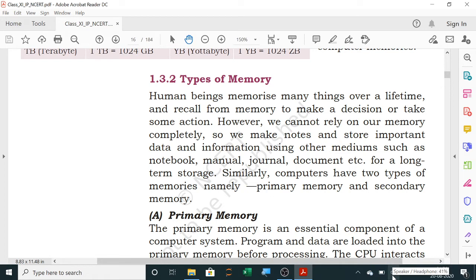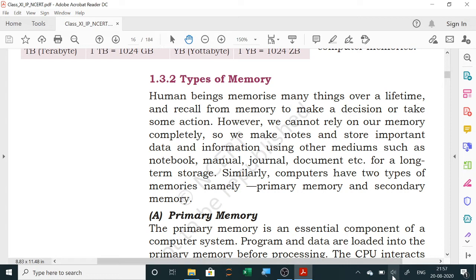and recall from memory to make a decision or take some action. However, we cannot rely on our memory completely. So, we make notes and store important data and information using other mediums such as notebook, manual, journal, document, etc. for a long term storage.